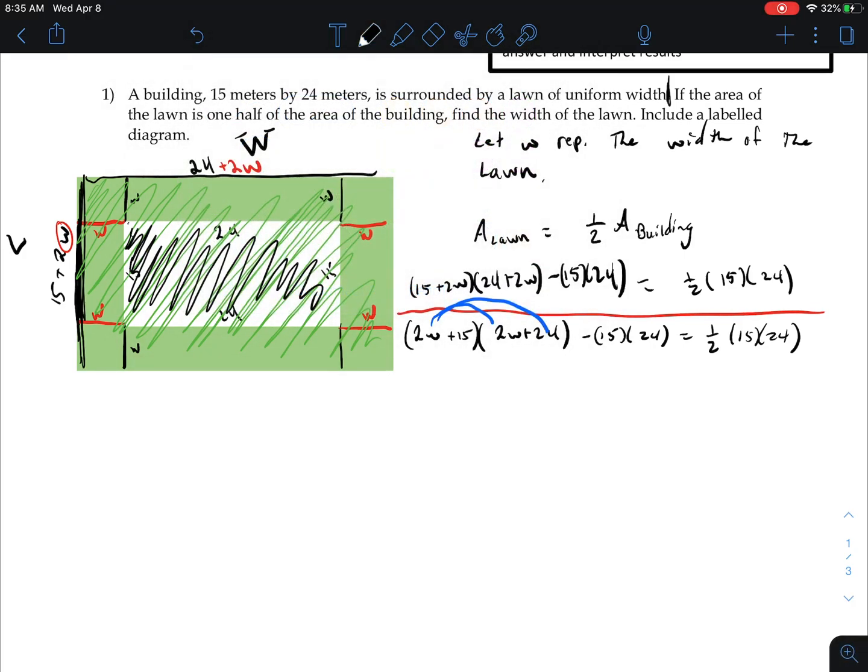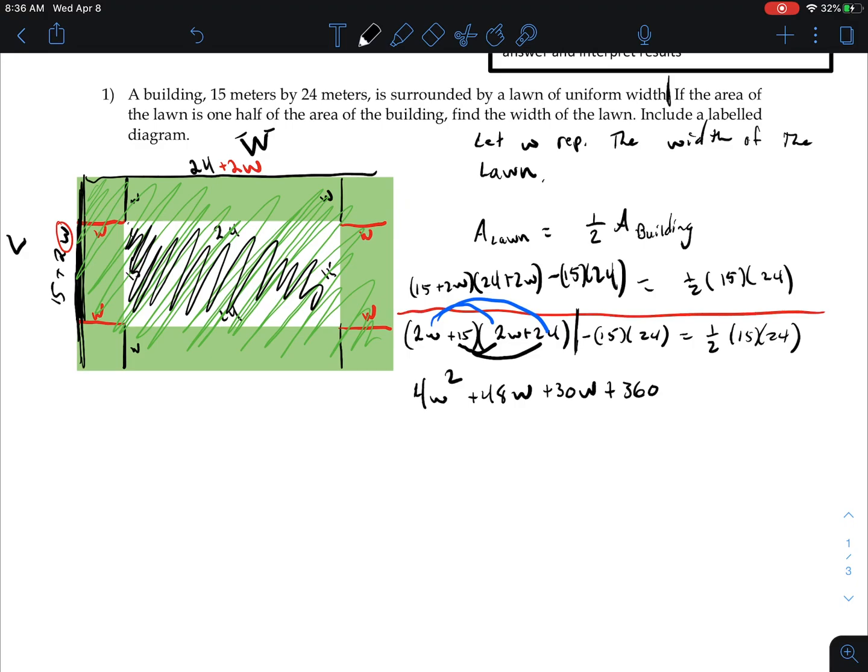So let's deal with the top two first. 2w times 2w is going to be 4w squared. And 2w multiplied by 24 is going to be plus 48w. And then I'm going to do the bottom. Same thing. 15 multiplied by 2w is going to be plus 30w. And 15 times 24 is going to be plus 360. Okay, so that deals with this. That turns into those four terms there.